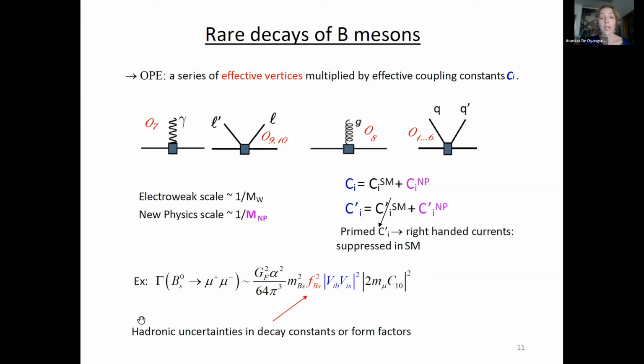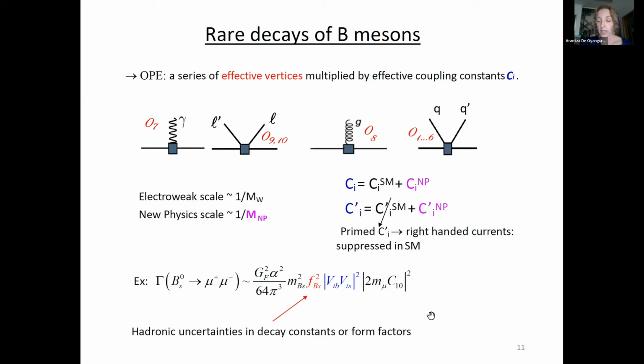One example is the decay width for the Bs to mu mu decay channel. You can express it from the theoretical point of view. You have the Fermi constant, the kinematic factors, the mass of the Bs, a decay constant, which is f_Bs, and the CKM matrix elements, as I told you. And in this process, you are sensitive to the C10 coefficient, which is related to the O10 operator.